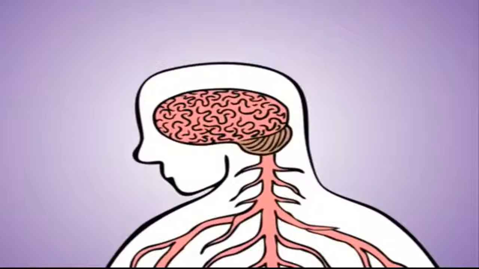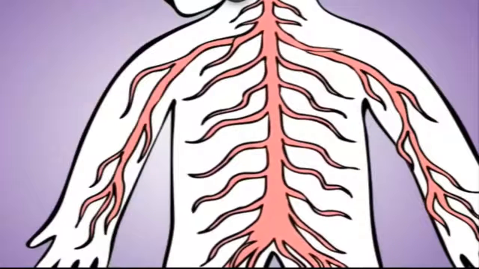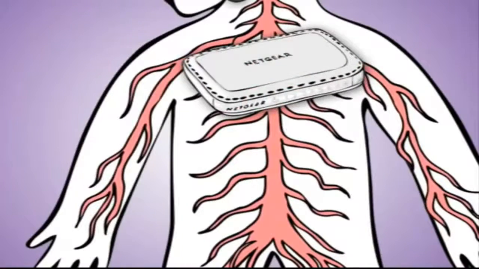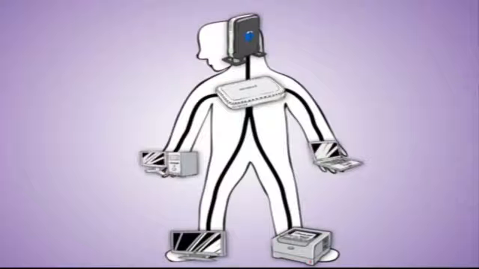At the top of the network is a brain that handles all the traffic coming through. This is called a router. The brain is connected to a spine that sends signals throughout your network. This device is called a switch, and it distributes signals to all of your computers and devices via network cables.